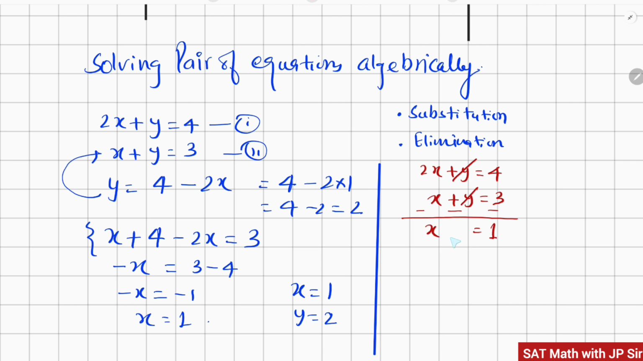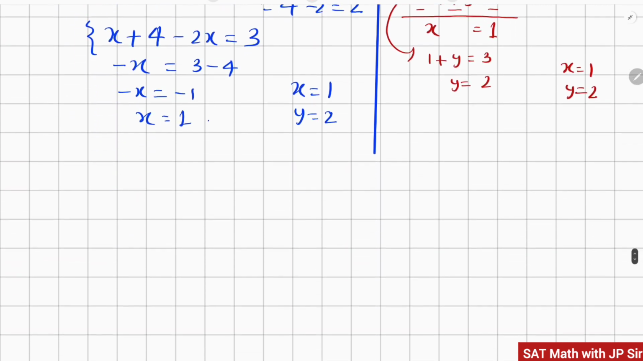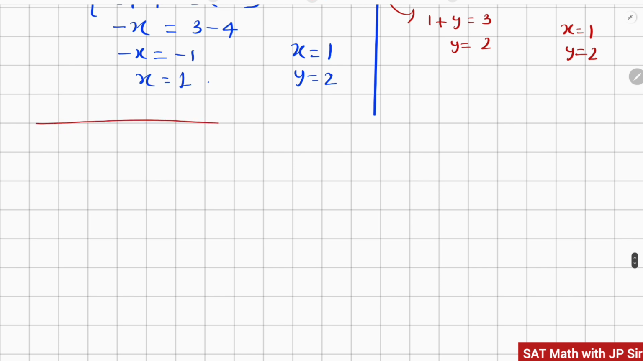And now we can substitute x equals 1 in any of the equations. If we put it in this equation, we get 1 plus y equals 3, that gives us y equals 2. So we have x equals 1 and y equals 2. So this is called the elimination method, and this is called the substitution method. All right, and one more type of question.